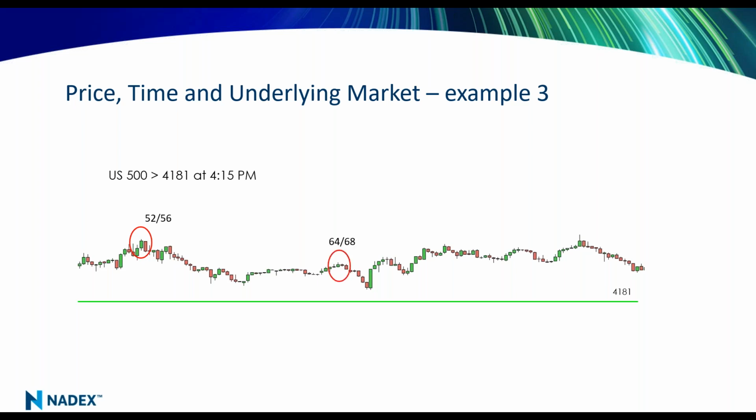Later in the day, the price of the S&P was actually lower, but the binary option was higher. Why? Low volatility, and it's still above 4181. And then it just sort of decayed up to 100.